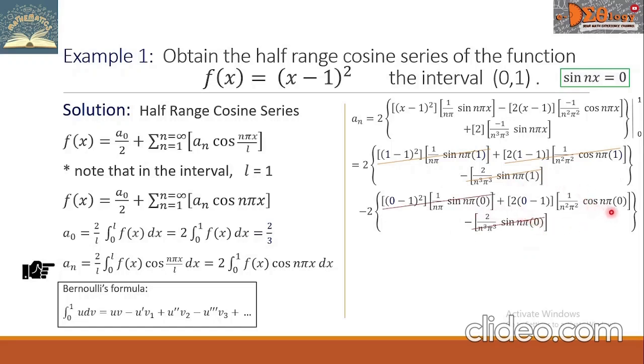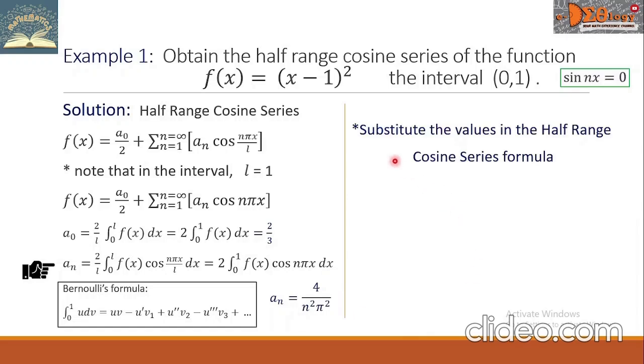The cosine n pi times 0 means cosine 0, and this is simply 1. By simplifying this, we will copy this negative 2 here. The 0 minus 1 is negative 1 times 2. We write negative 2 here. Then we copy the denominator, n square pi square. We multiply this negative 2 by negative 2. We have the positive 4 over n square pi square. This is the value of our a sub n. We copy it here.